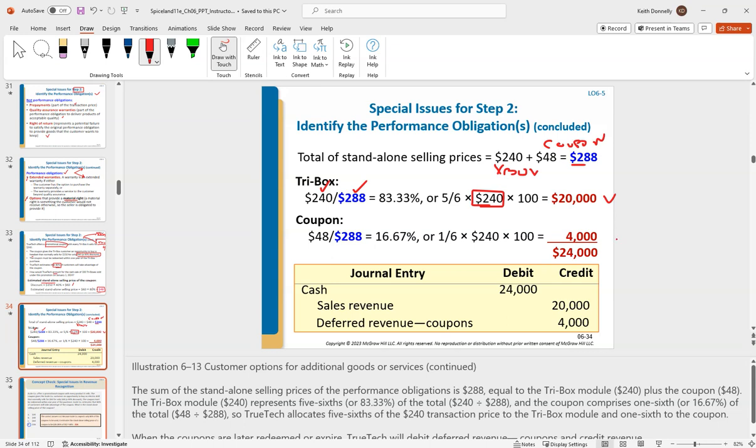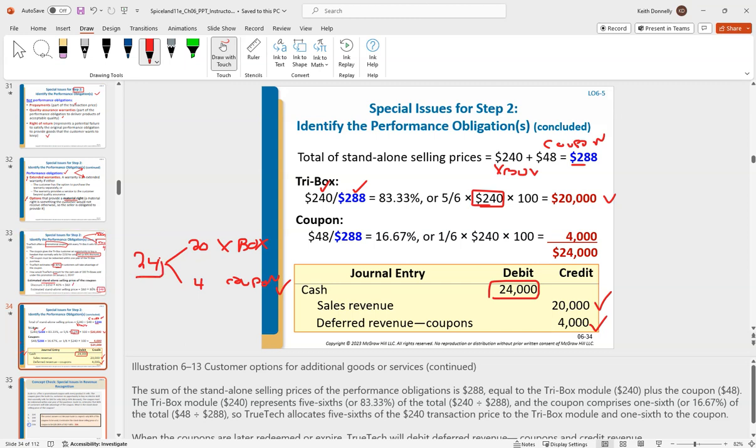Same thing for the coupon. What's going on here? We sold 24,000 in cash. Always start with cash. Of that amount, we're going to say 20 goes towards the Xbox, which we can recognize now at a point in time, and 4 is going to go towards the coupon, that we're going to recognize over a period of time as people use those coupons.